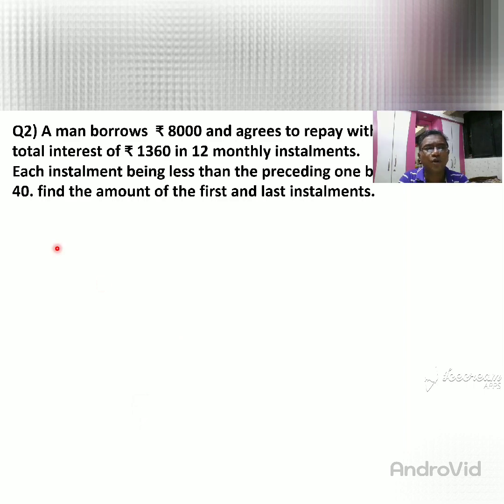So what will be the second problem? Just see. A man borrows. Borrow means he takes a loan. That is called borrow. Borrow means he is taking a loan from another person. So it is called borrow. Borrow rupees 8,000. Okay. The man borrows 8,000 and agrees to repay. Whatever amount is borrowed, that is called the principal amount. Remember that. The amount which is borrowed is the principal amount. And agree means here he says I will give that amount back. So that is called agree.